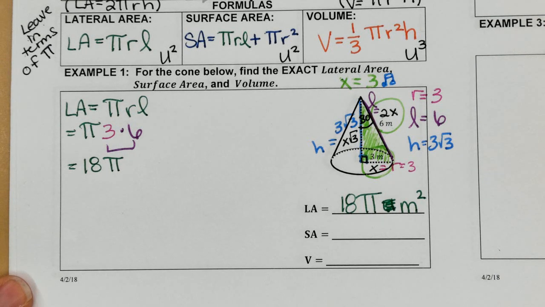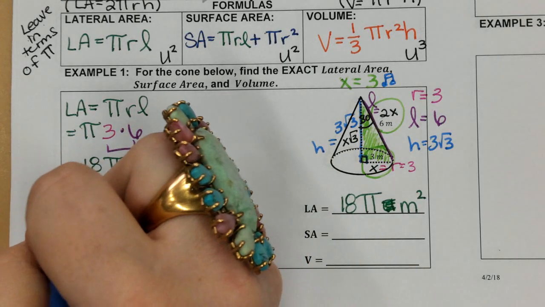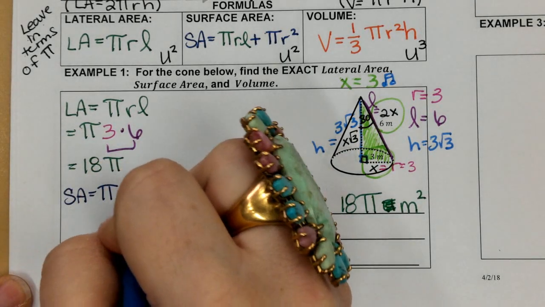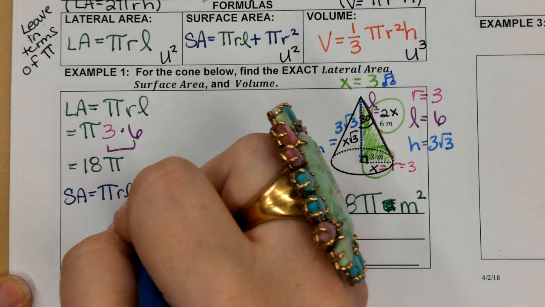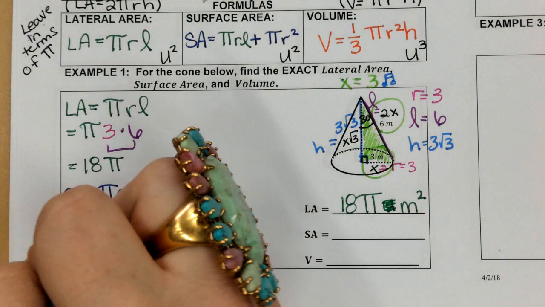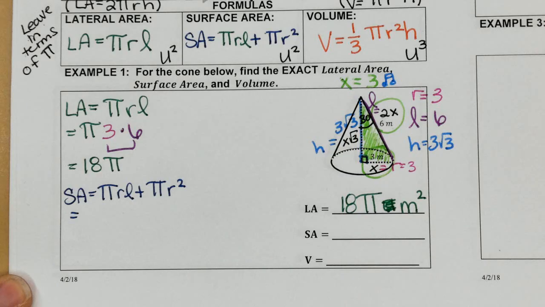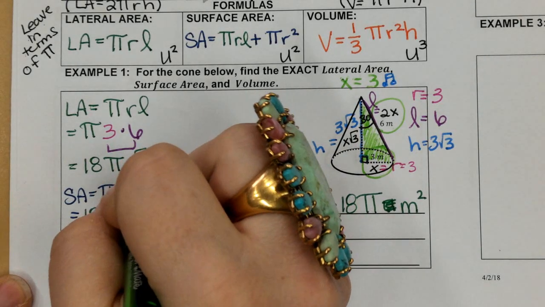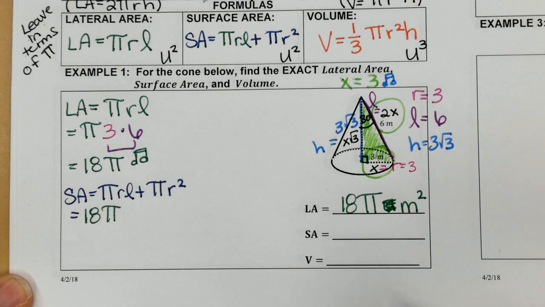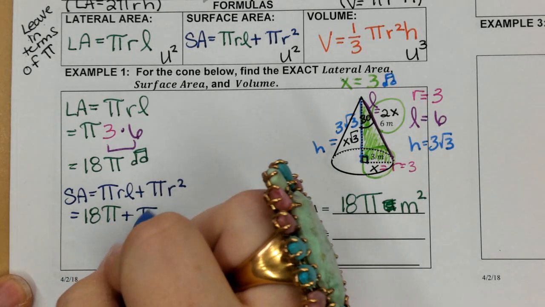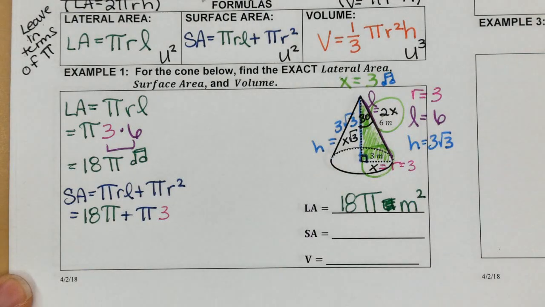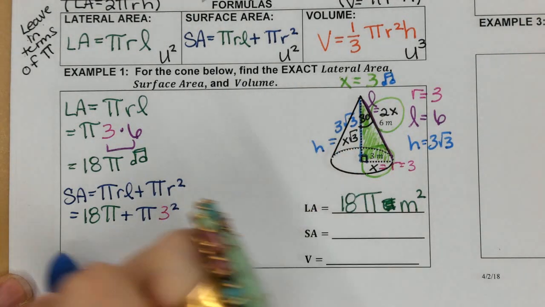Then we have the surface area. Surface area is LA plus, remember, 1 base. Our lateral area I can plug in, and plus pi times the radius, being 3, and we square it.